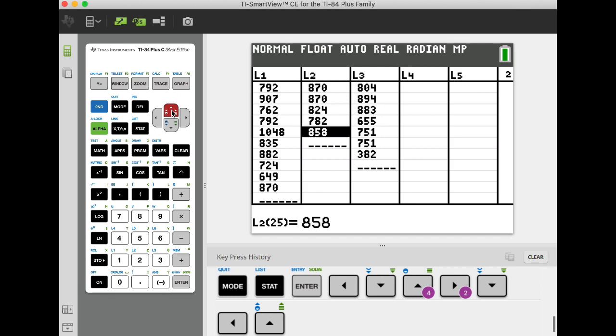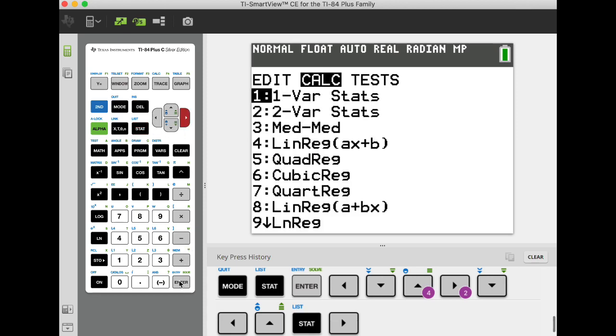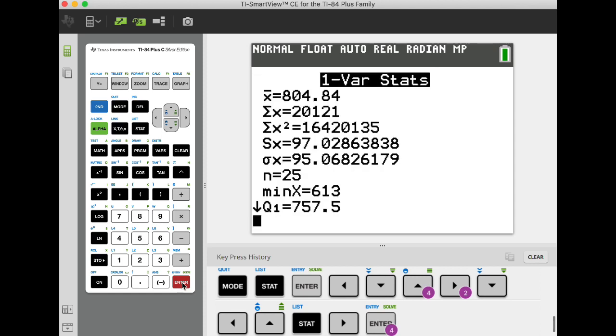But of course, don't forget we can use one variable statistics. So stat, calculate, one variable stats, and I'm going to use list 2 and calculate, and I can write down x bar, the sample mean for method 2.